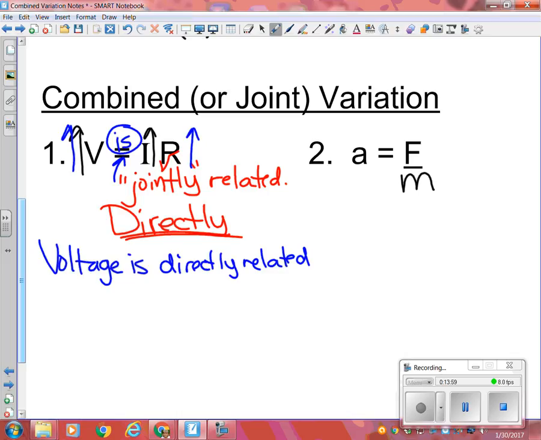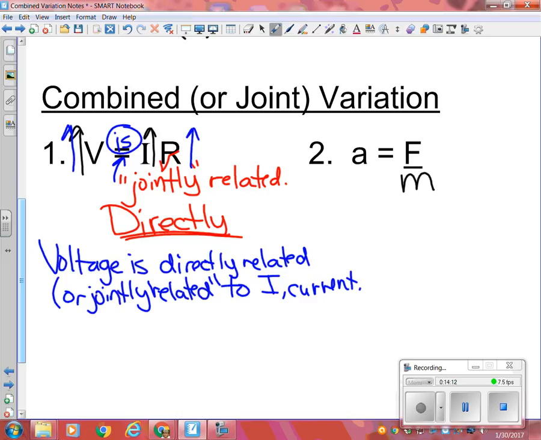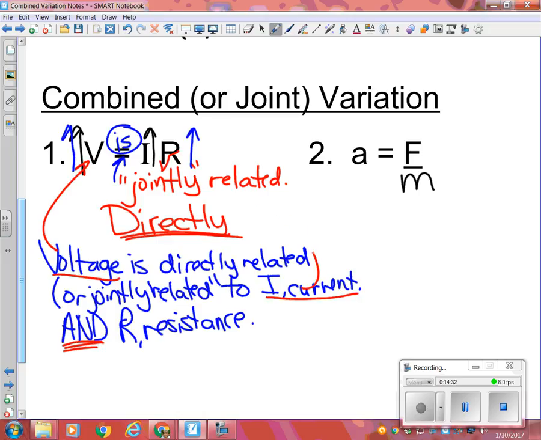Directly related, okay? Or sometimes in the writing they will say jointly related to I current and, it's the first time we've ever used the word and in any of these sentences, and resistance. Okay, so voltage, notice I've used every word. Voltage, okay, it's directly related to current and resistance. Okay, so if it says the word directly, everything's on top of a fraction. Is that good? All right, we've talked about this one before.